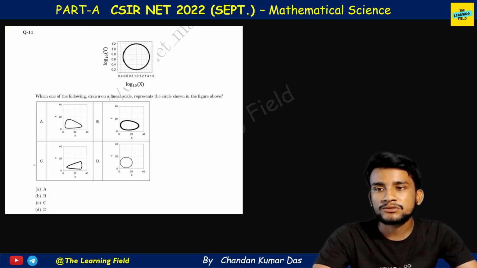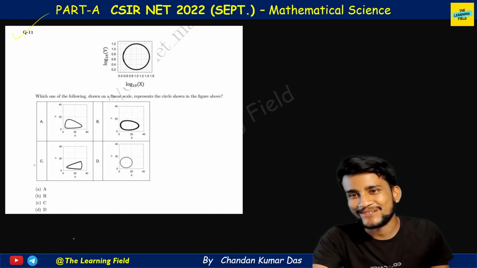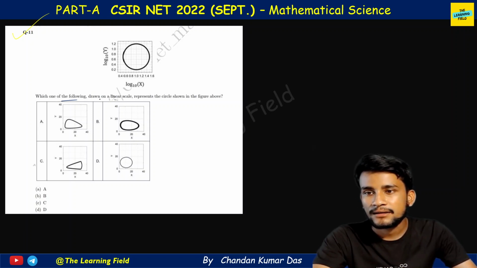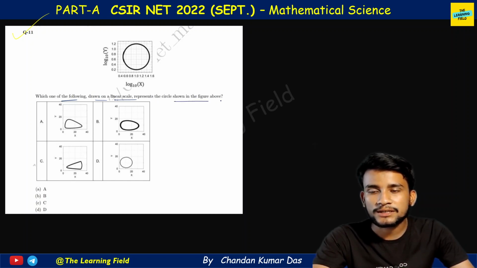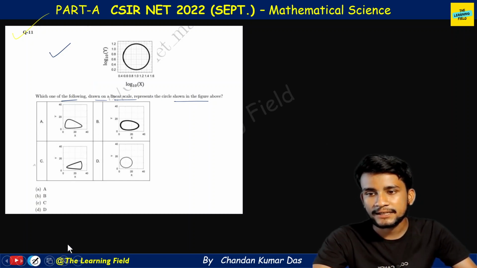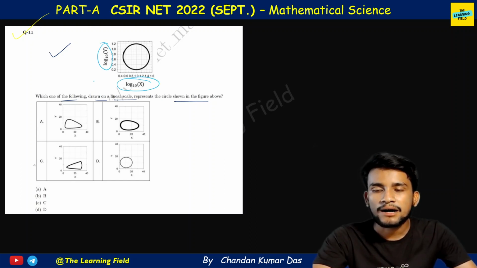Now going to the next question. To solve these questions, I need the help of my own notes. Okay, so it says that which of the following drawn on the linear scale represents a circle. In the given figure, this is the log 10 figure, or the scale is in log 10 base. So here log 10 base y and log 10 base x are given.